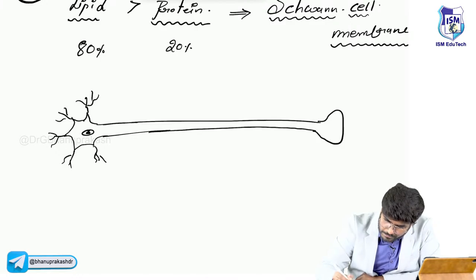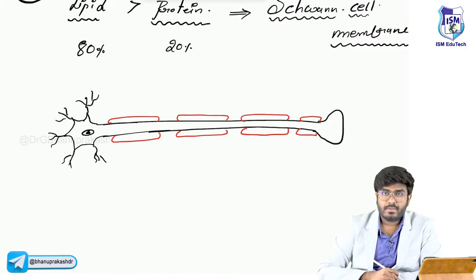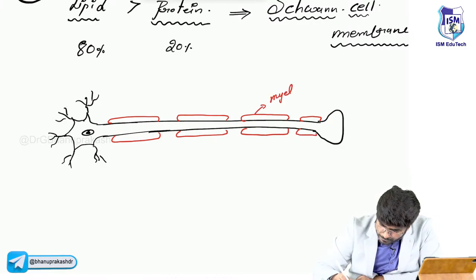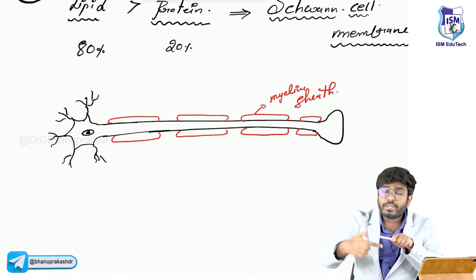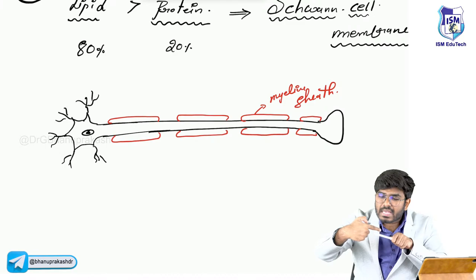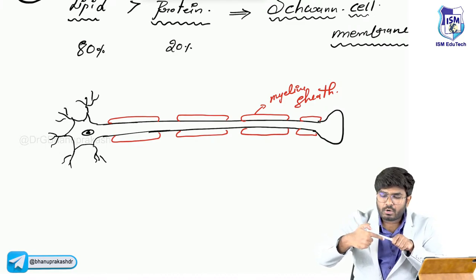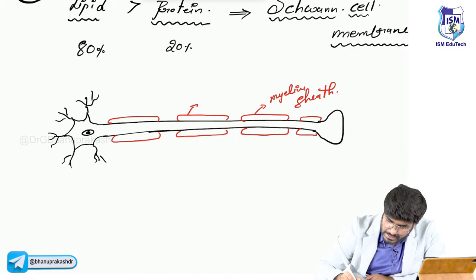Now, in the neuron, what is this which I am showing in the red color? This is the myelin sheath. It's forming the myelination, the insulation. See, around the neurons, you need to have proper insulation, otherwise the currents are not going to flow properly. So, the neurons are surrounded by this myelin sheath. Who is doing this myelination? This myelination is done by the Schwann cells.